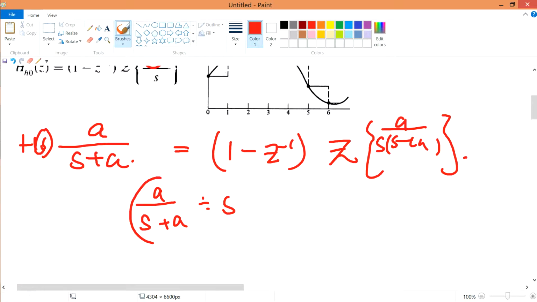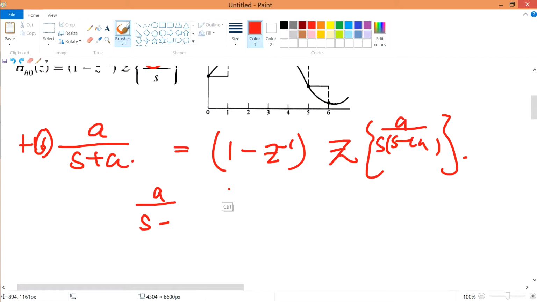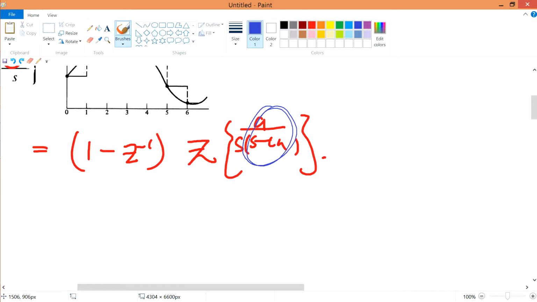If you have a over s plus a, or your transfer function, divided by s, then by the very primitive method, you change it to times 1 over s. Because dividing by s, if you change it to multiply, becomes 1 over s. This is the very old method of solving any algebra question. So I'll take it as times 1 over s, therefore I have a over s plus a, which is this one, in case you have difficulty with that. But anyway, let's continue.